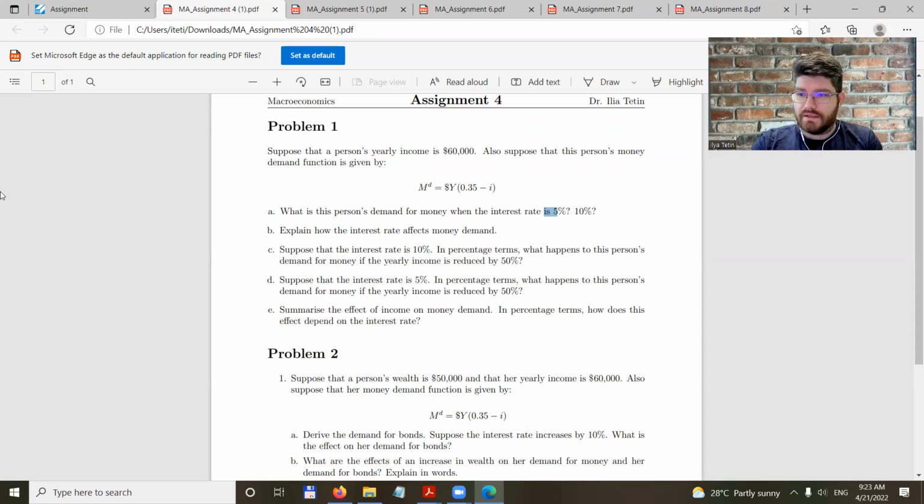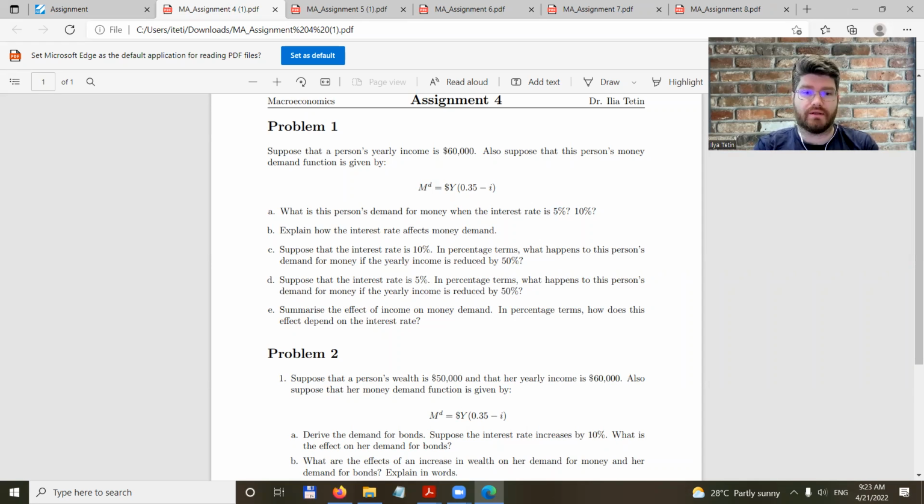The C and D answer is inside the same kind of notation. When the yearly income is reduced by 50%, demand for money falls by 50%. It doesn't depend on the interest rates at all. Then in the last part, summarize the effects of income on money demand.